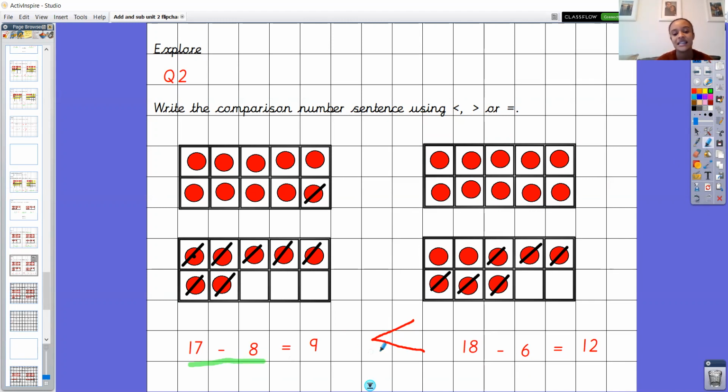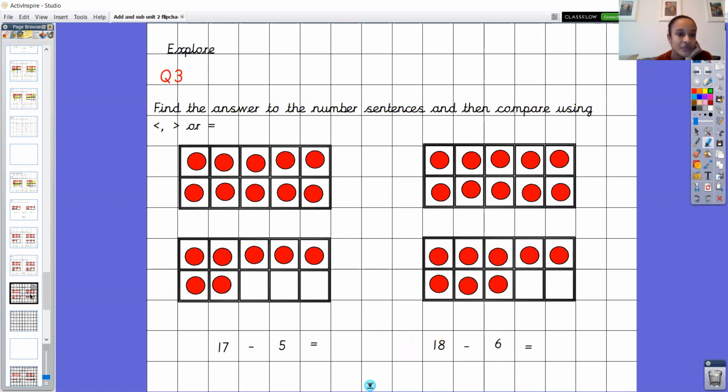17 take away 8 is less than 18 take away 6. Are you ready to say that with me? 17 take away 8 is less than 18 take away 6. Brilliant job. Question 3, this time, you need to find out the answer to the number sentences.